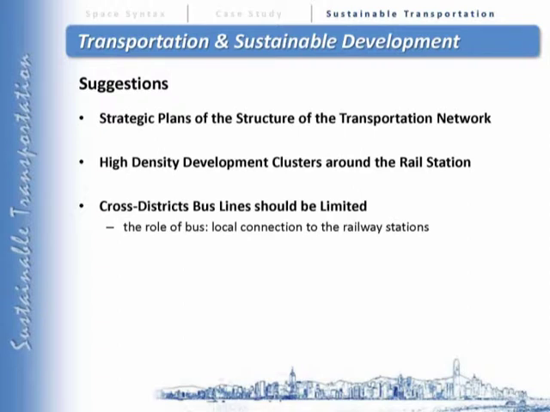Although the bus system currently is the major means of transportation for its capacity and huge network coverage, it is not as sustainable as a railway from an environmental perspective. Therefore, long-distance and cross-district bus lines should be limited, and the role of buses should be limited to local connection to the railway stations. And not surprisingly, all these strategies will result in creating high-density development surrounding the rail station. However, the analysis also points out that the rural-urban conversion process in the rural part of the city depends on highways, which may be an issue to be concerned by the government for better planning.